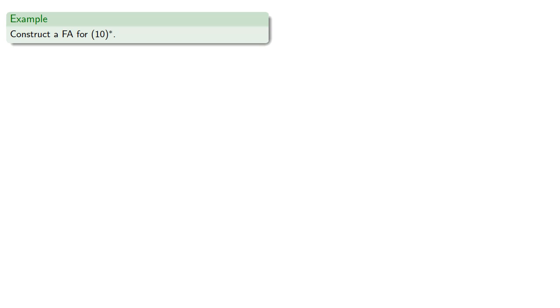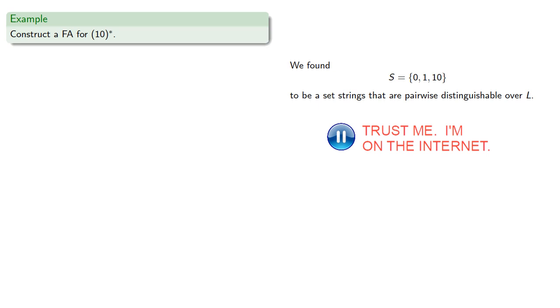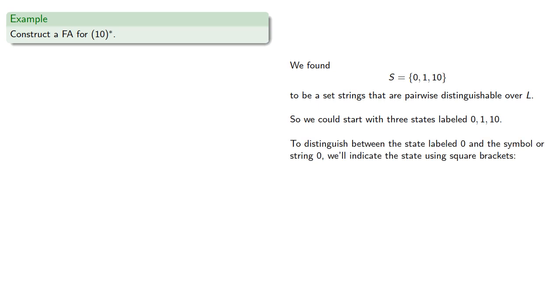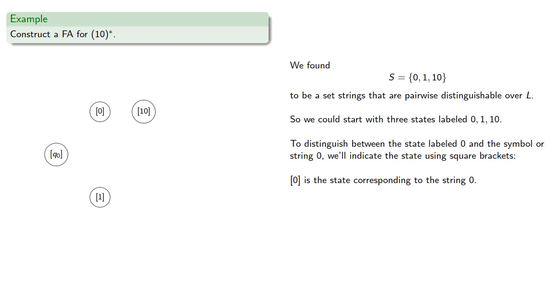So we found that a pairwise distinguishable set consists of three elements. So we could start with three states labeled 0, 1, and 1, 0. Now, to distinguish between the state labeled 0 and the symbol or string 0, we'll indicate the state by using square brackets. So this will be our notation for the state corresponding to the string 0. We'll also include our initial state Q0.